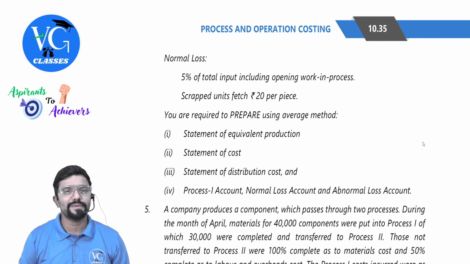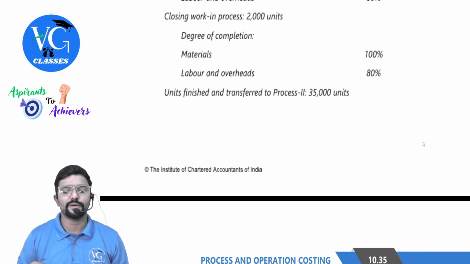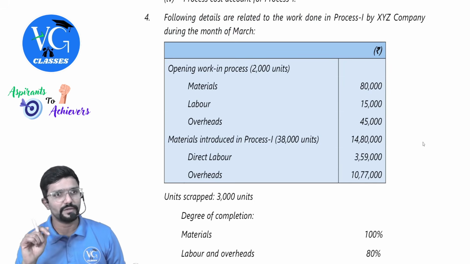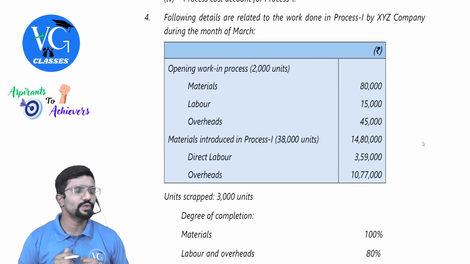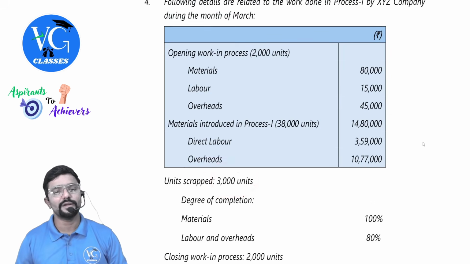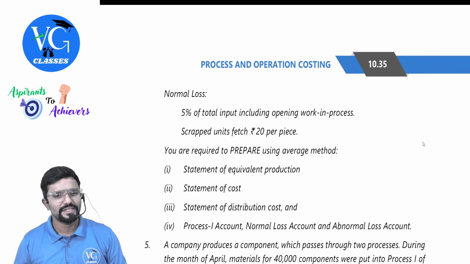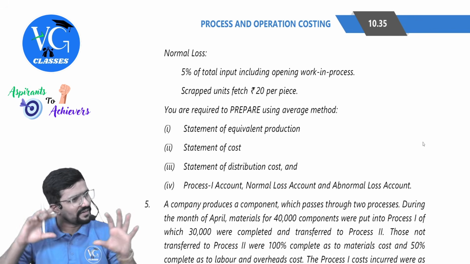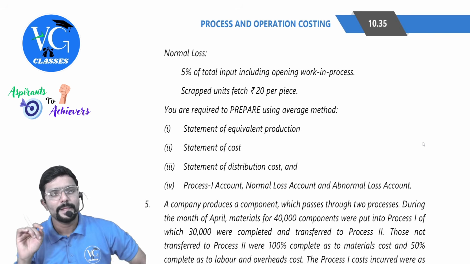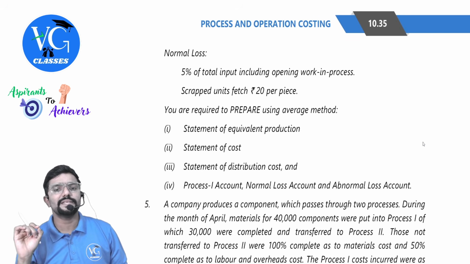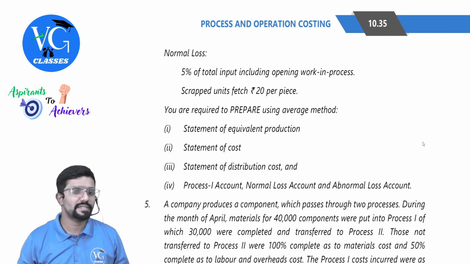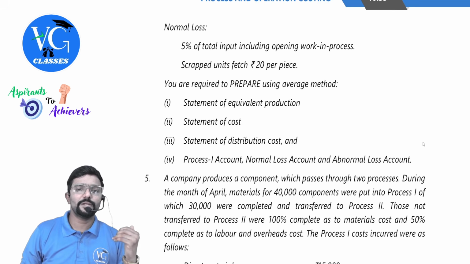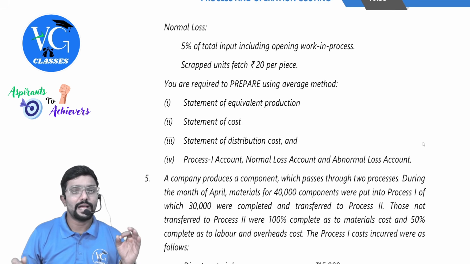Normal loss is 5% of the total input, including work in progress. So 5% of how much? 40,000, which comes to 2,000. That means the remaining 1,000 is what? Abnormal loss. As soon as you see the question, everything should start connecting. Scrap units fetch 20 paisa per unit. You are required to prepare using the average method. Average method again.